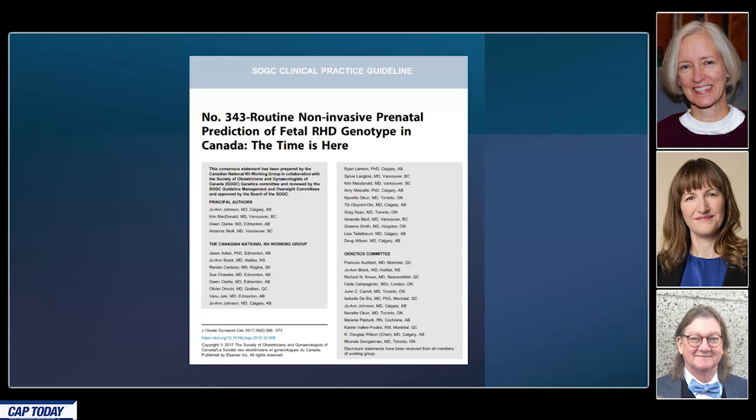So in Canada, we started looking at the process for implementation quite a few years ago. Certainly our process was sadly interrupted by the COVID pandemic when all of our attention turned elsewhere.